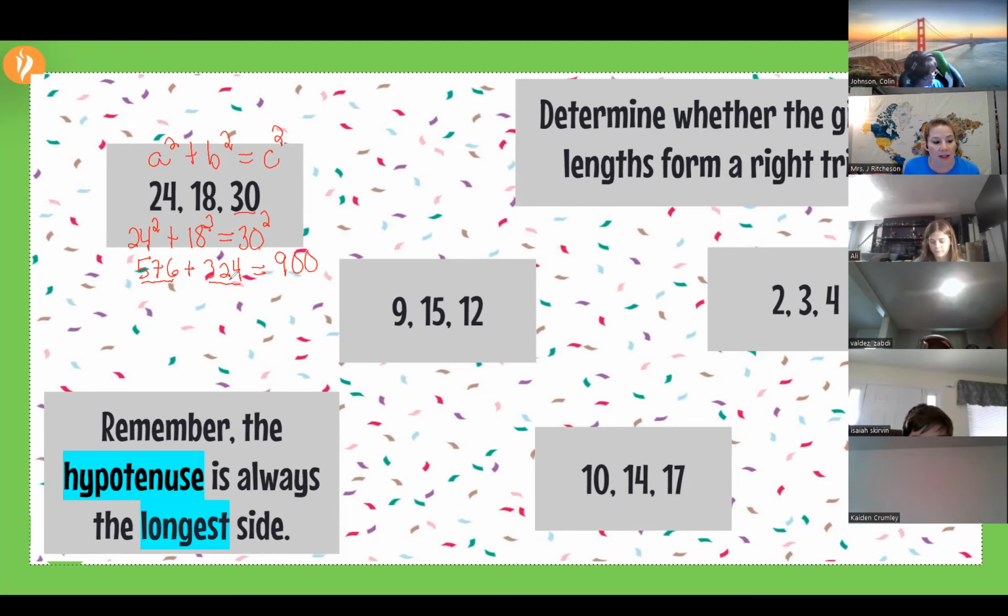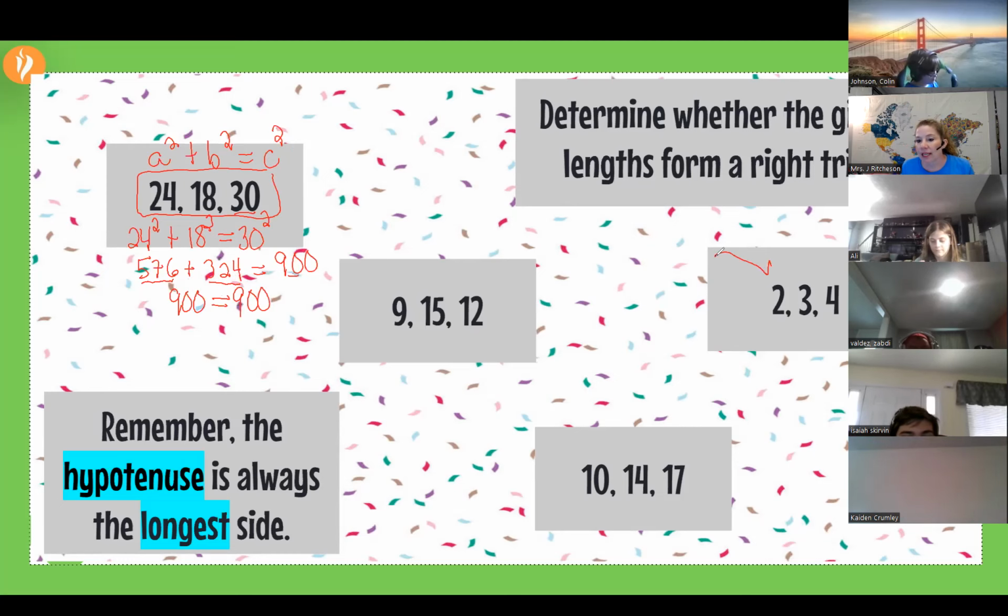So then you're going to do exactly what it tells you to do. You're going to add 576 plus 324, which is 900. And since 900 is in fact equal to 900, that means that we could take these units. Let's say we have straws. One straw was 24 inches long, one was 18 inches long, and one was 30 inches long. If we put them together, they would form a right triangle. Okay, that's what this means.